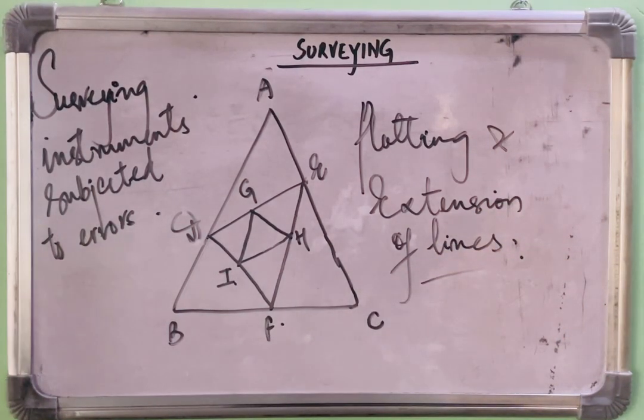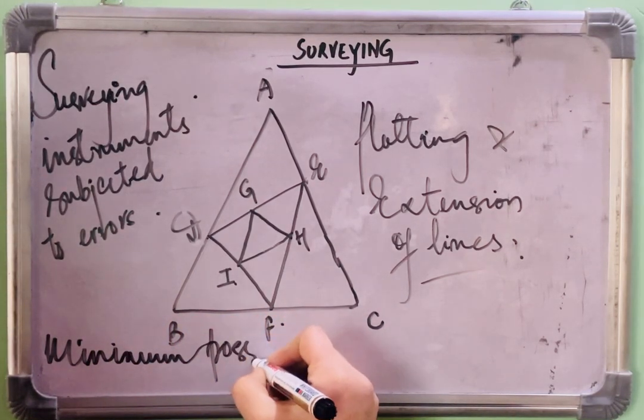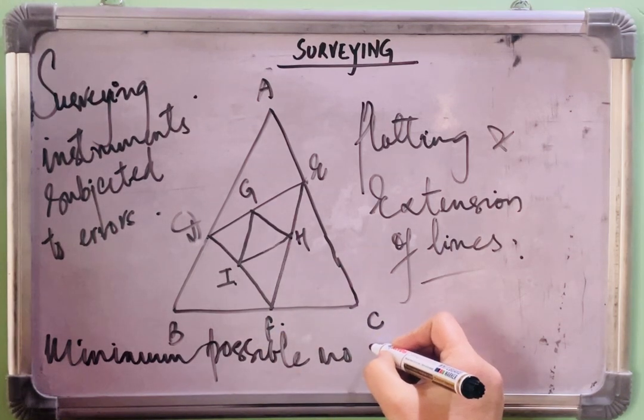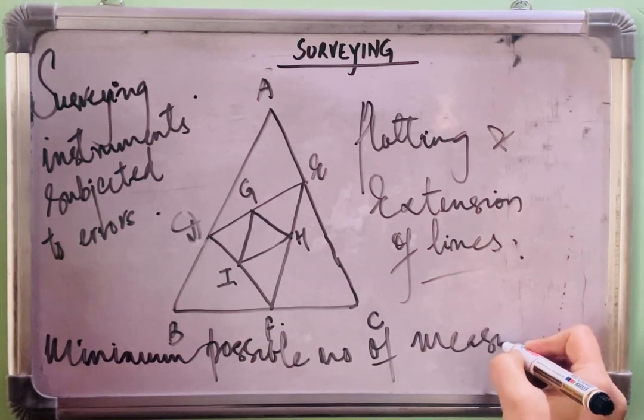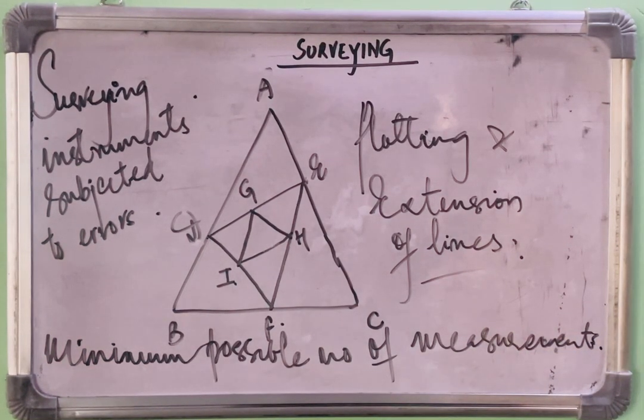Right? So this must always be noted that for accurate survey, the distance between the control points of the main framework should be as large as possible and the control points should involve minimum possible number of measurements, and they should be located with a very high standard of accuracy. That's why they are known as control points.